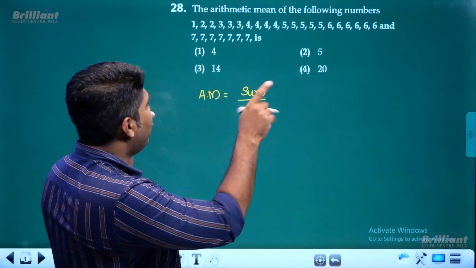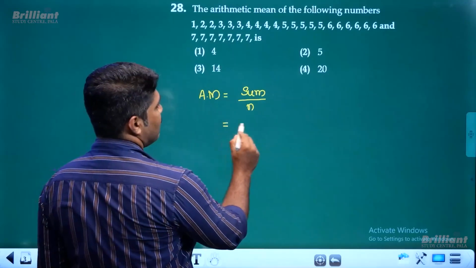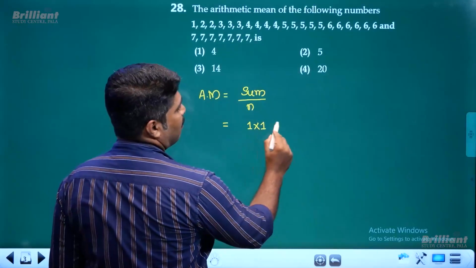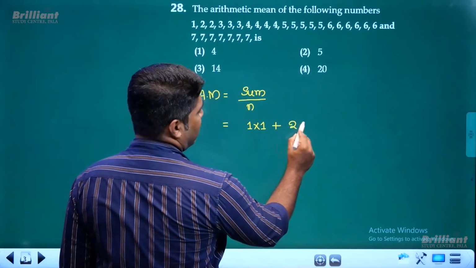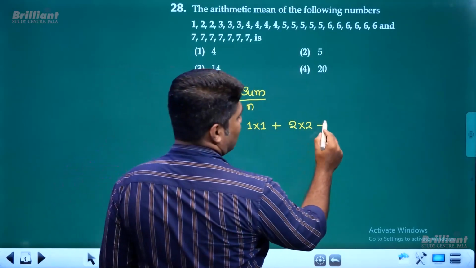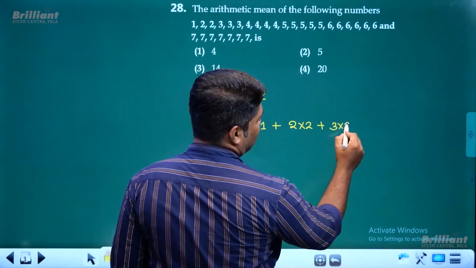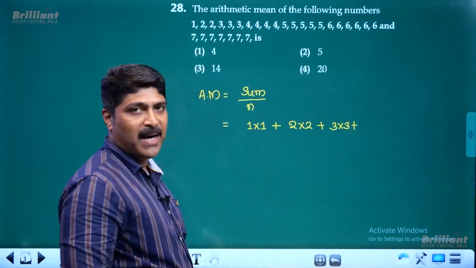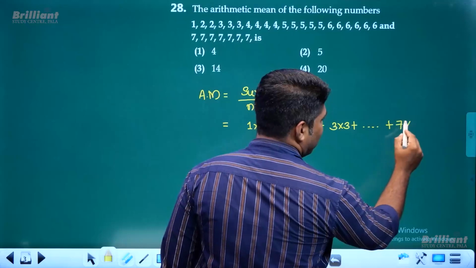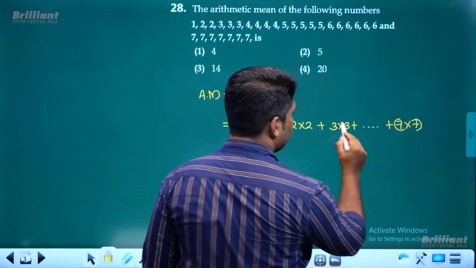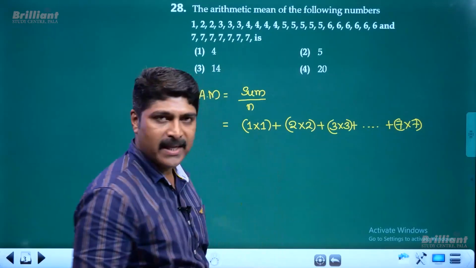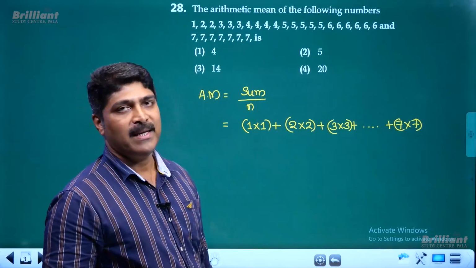Instead of writing the values like this, we can consider there is 1 time 1, plus 2 times 2, and 3 times 3. Now we got a pattern, etc. It contains 7 times 7 up to this value. Up to this value we have to consider. Got it? 1 times 1, 2 times 2, 3 times 3, etc. up to 7 times 7.